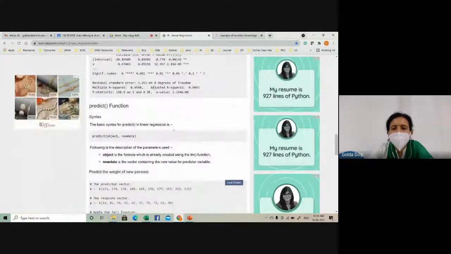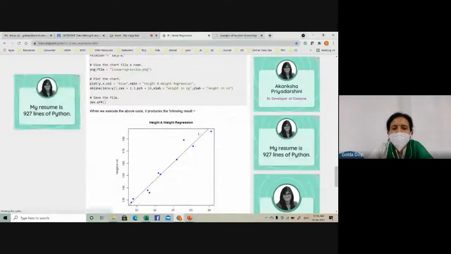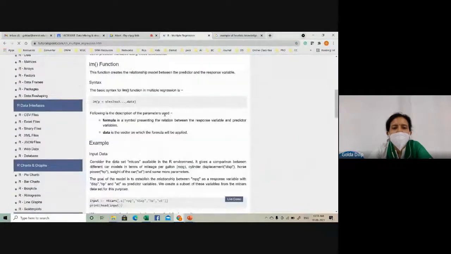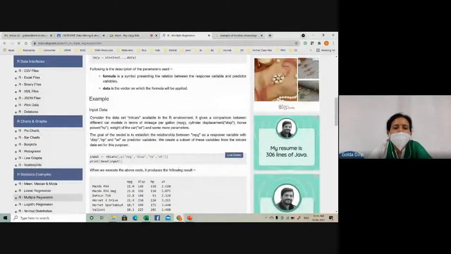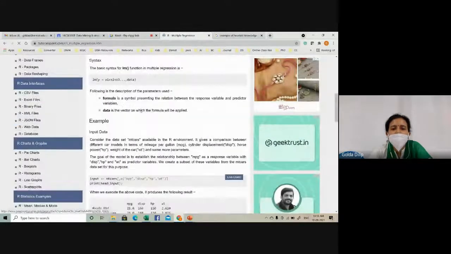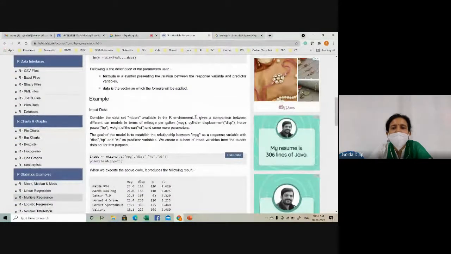In the same way we have what is called multiple linear regression. So for multiple linear regression, you can see here a data set is being given, the MTCAR data set. So what is this multiple linear regression all about? Here it is basically giving you a comparison between the different car models in terms of these attributes: the mileage per gallon, the cylinder displacement, the horsepower, the weight.